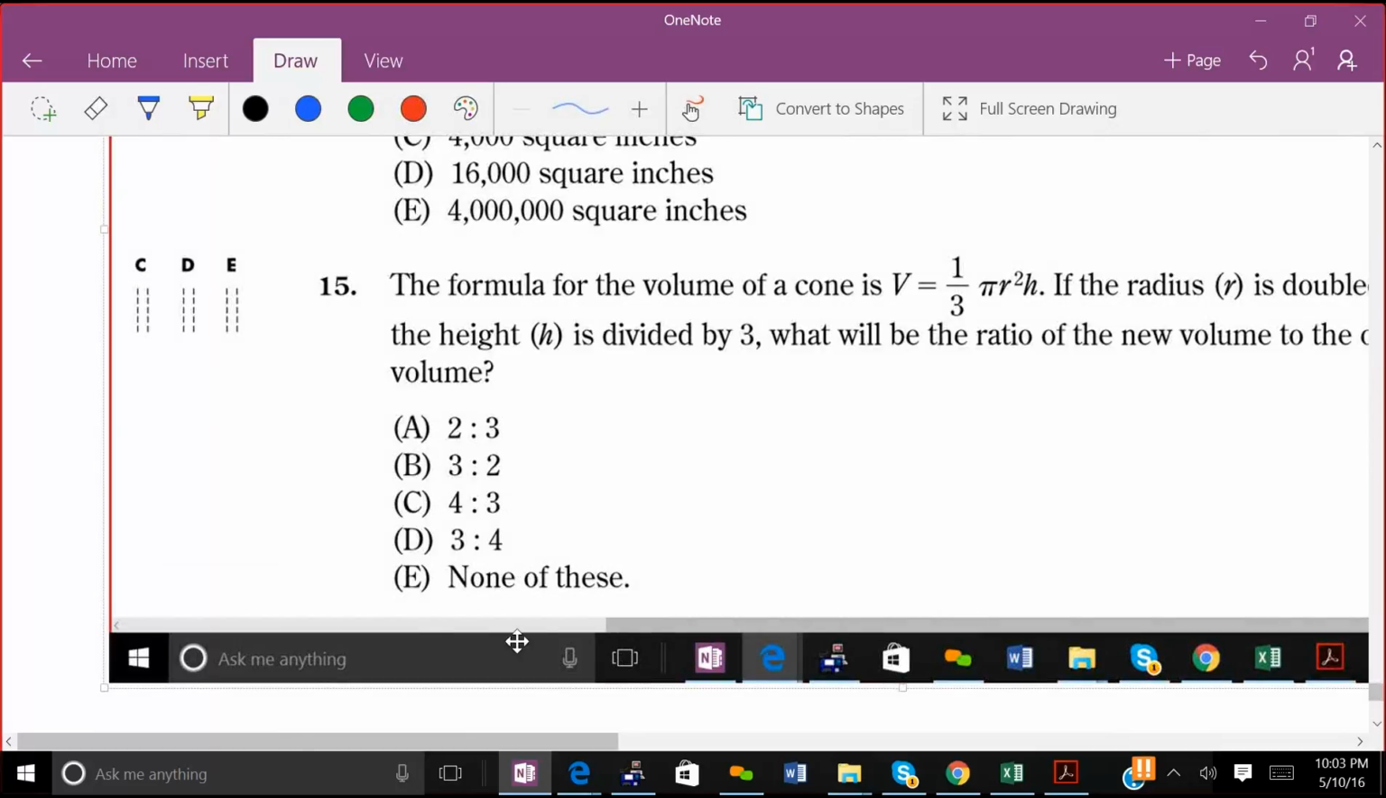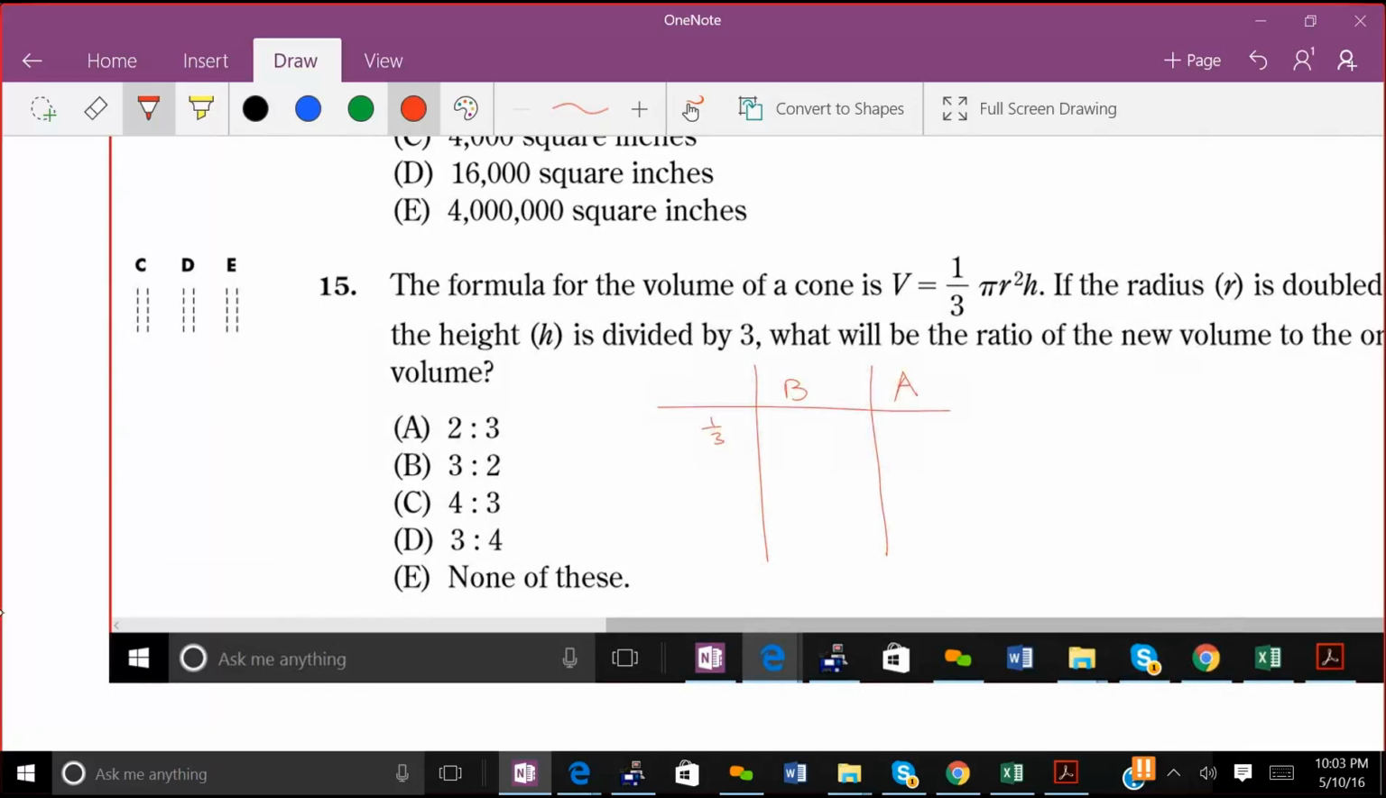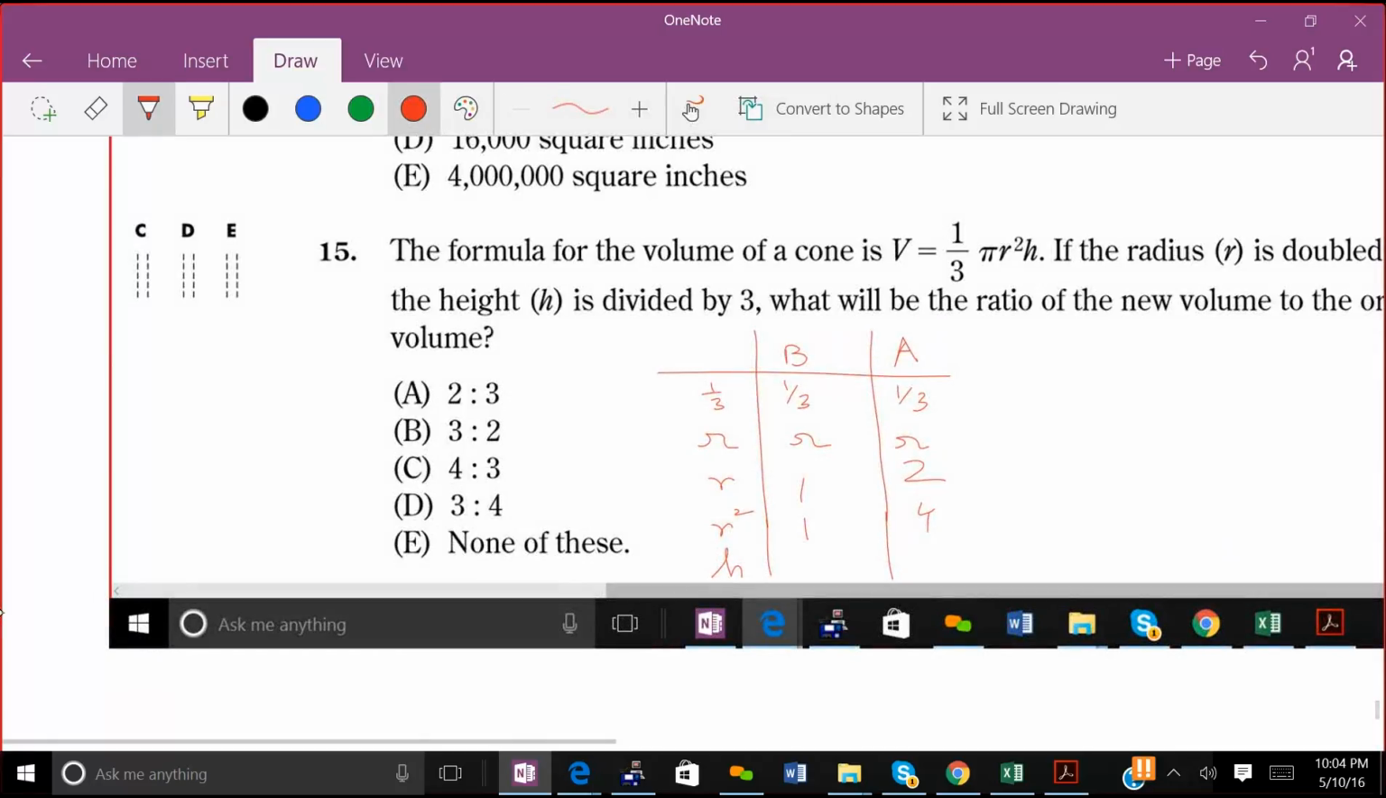Okay, if you make a before after chart here, what happened with 1/3? It doesn't change, right? Yeah, 1/3. What happened to pi? It doesn't change. What happened to radius? Okay, radius you can put like 1. It changes to 2. So you need r square. R square changes from 1 to 4. What happens to h? H is divided by 3. So I don't like fractions. So I'm going to just put 3 and it becomes 1, right? Yeah. So then what is the volume?